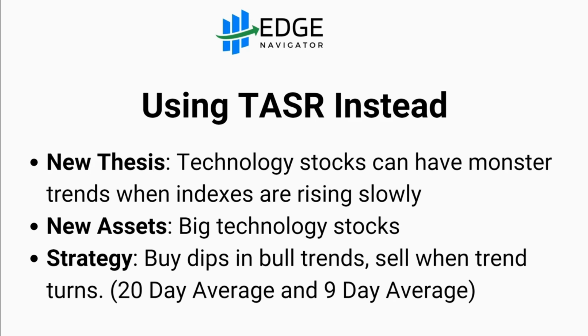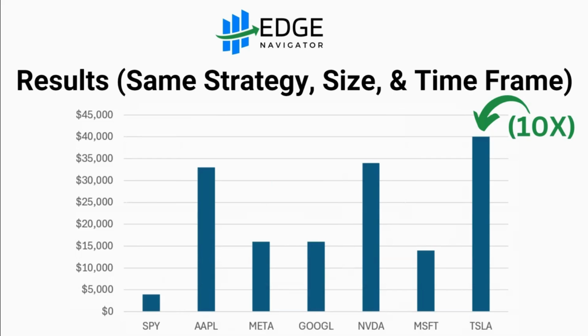So we're going to use a 20-day average and a 9-day average. If the price is above the 20-day average, and again, I'll recap this in a minute, that's the bullish trend. If it gets below the 9-day average, that's the quote-unquote dip opportunity or mean reversion opportunity.